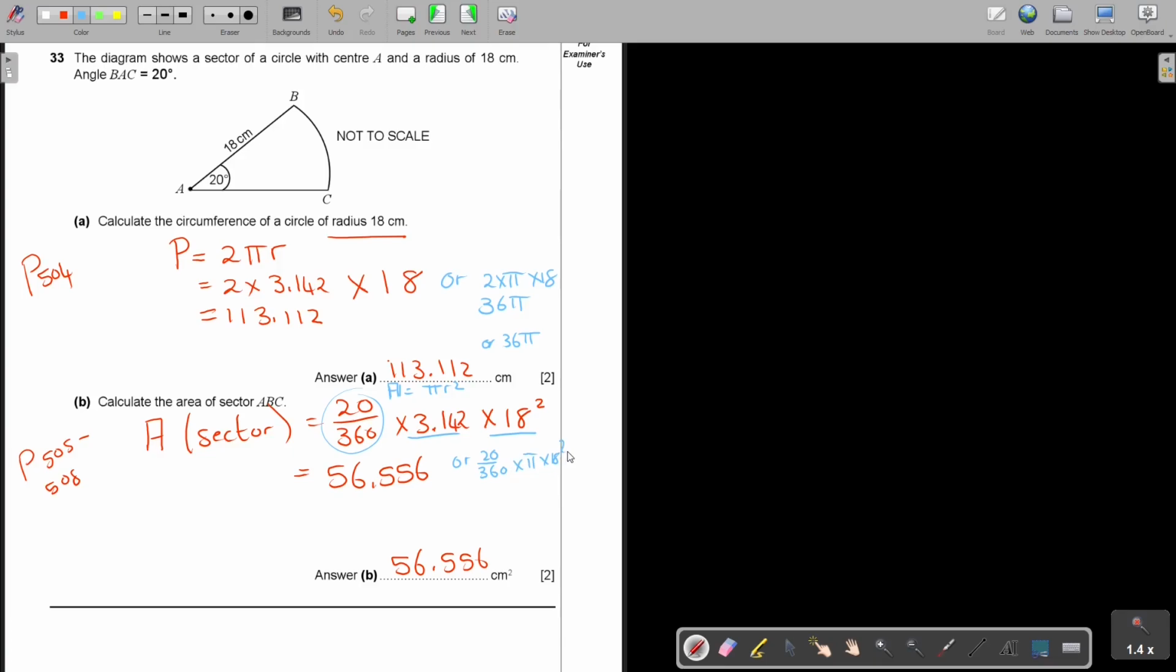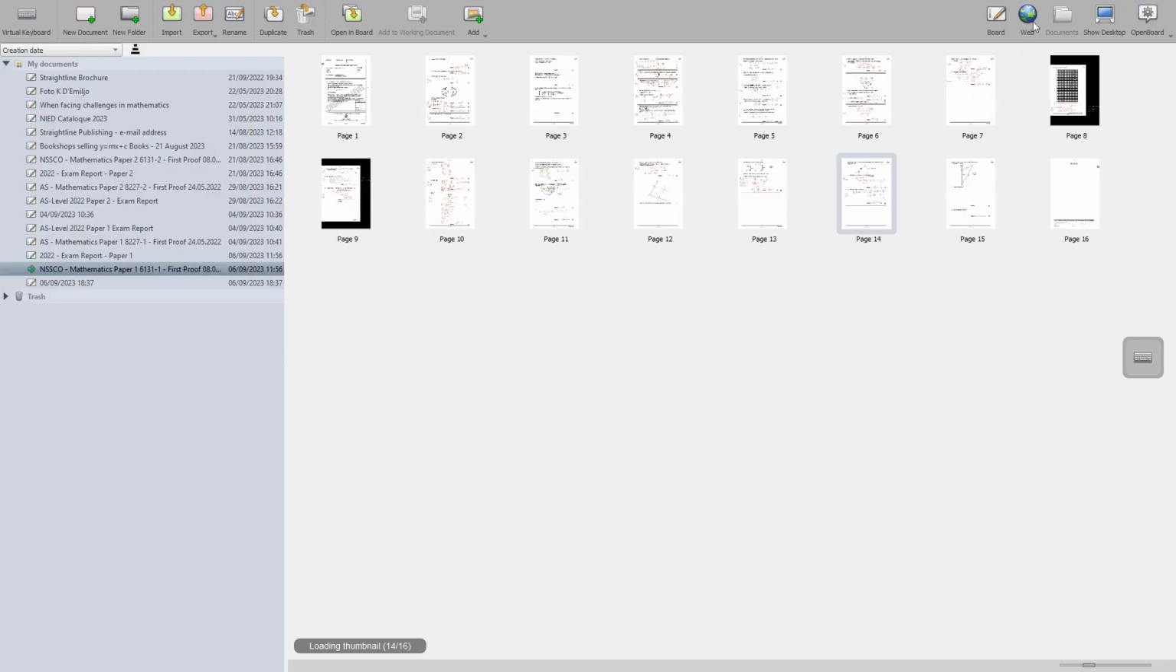So it's 20 divide 360 times 18 squared equals, and that would have given you 18 pi. So you could also have written it there, which would have been the totally exact answer. Okay, let's go to the examination report.